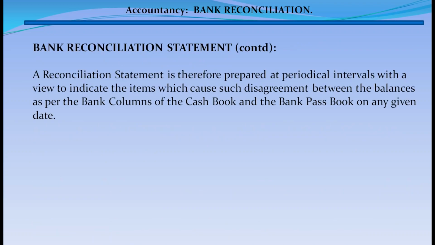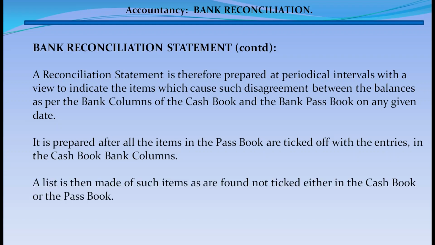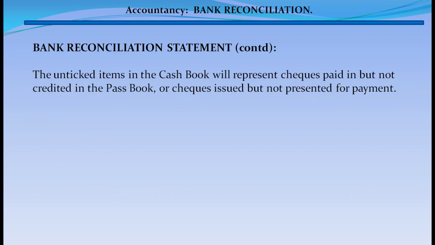A reconciliation statement is therefore prepared at periodical intervals with a view to indicate the items which cause such a disagreement between the balances as per the bank columns of the cash book and the bank passbook on any given date. It is prepared after all items in the passbook are ticked off with the entries in the cash book bank columns. A list is then made of such items as are found not ticked either in the cash book or in the passbook. The unticked items in the cash book will represent checks paid into but not credited in the passbook or checks issued but not presented for payment.